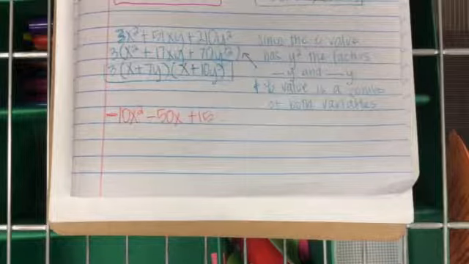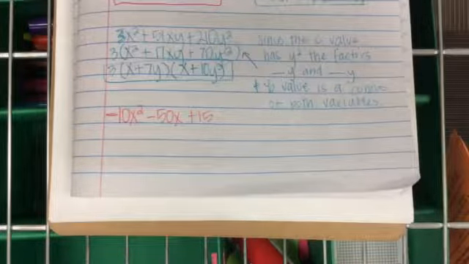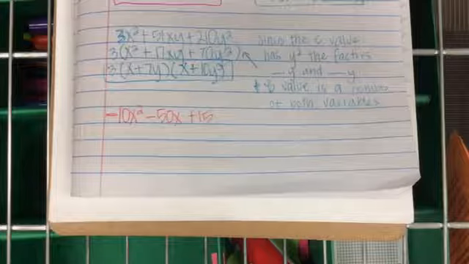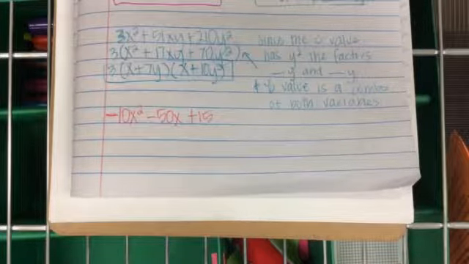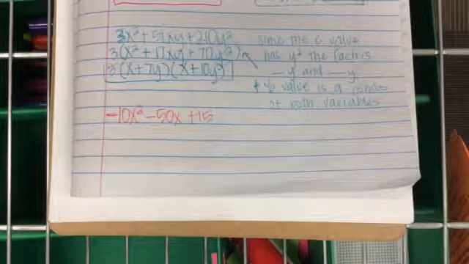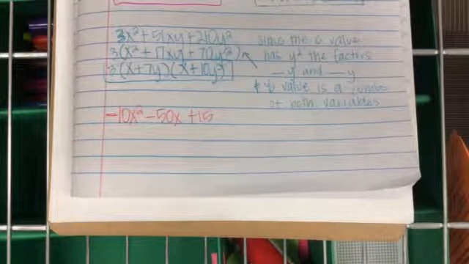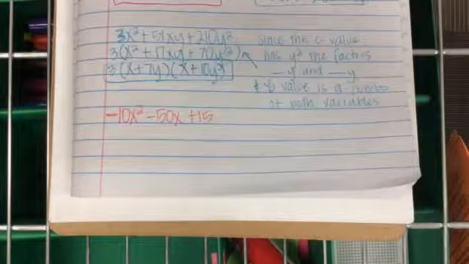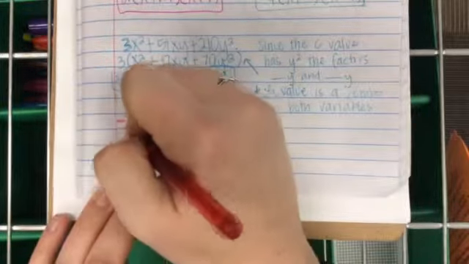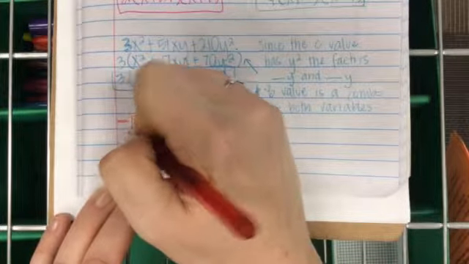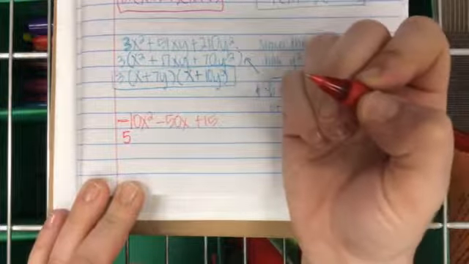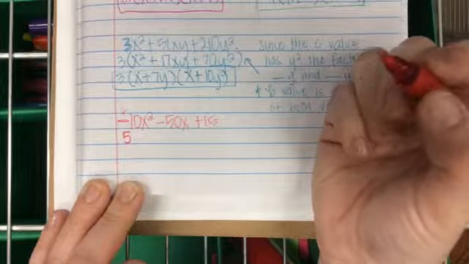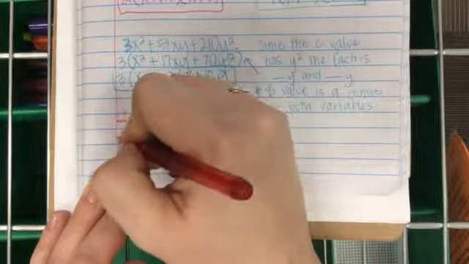Okay, you look to your smallest coefficient. My smallest coefficient is 10, or negative 10. But everything isn't divisible by negative 10, correct? Okay, so 10 doesn't work. But what else can 10 be divided by? 5. Can everything be divided by 5? Yes. So my greatest common factor is 5. Why negative 5? The leading coefficient is negative, so it has to factor out. So I'm going to factor out negative 5.